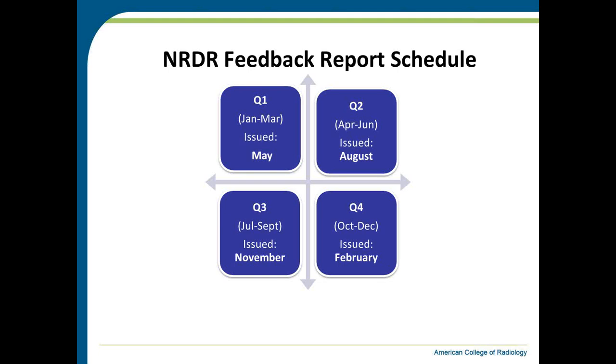Our most recent feedback reports, which everyone should have received, were for Q2. Next, we will be working towards Q3, which will include exams between the dates of July and September, and then the report may be issued in November or December of this year. So keep that in mind. If you were not submitting any data between January and June, you may not have a meaningful feedback report.